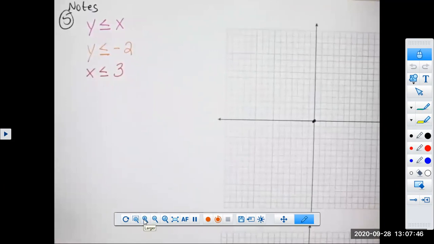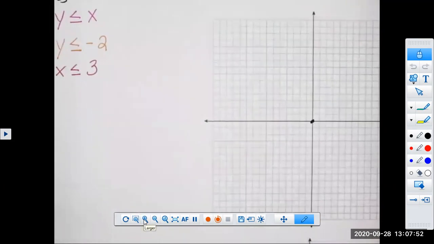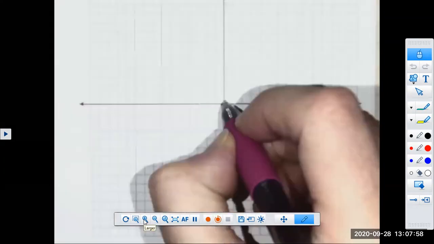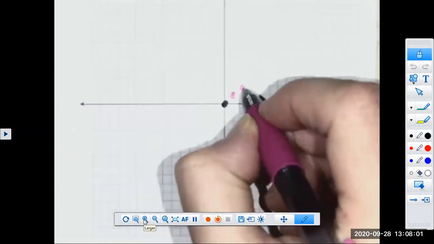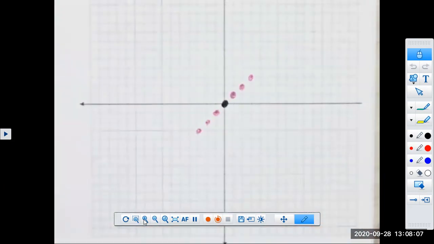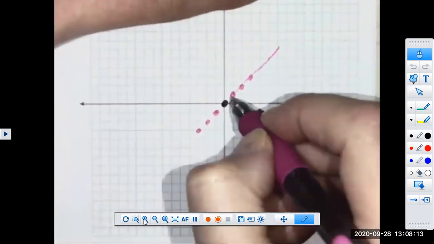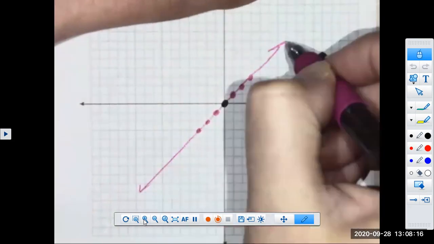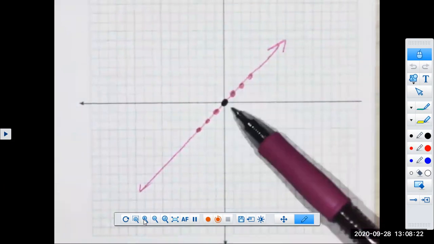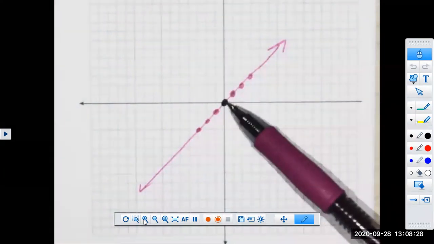Is it going to be solid or dotted? Solid, all of them. Good. All of them are going to be solid. Okay, so we got that point, and then it has a slope of 1. And we said it is solid. Y equals x is actually called an identity graph. You don't have to know that, but it goes to the origin, up 1, right 1.